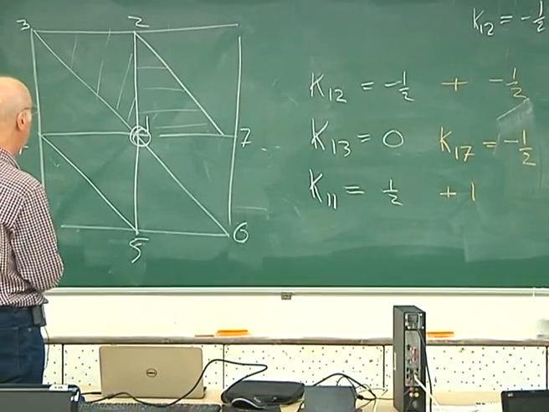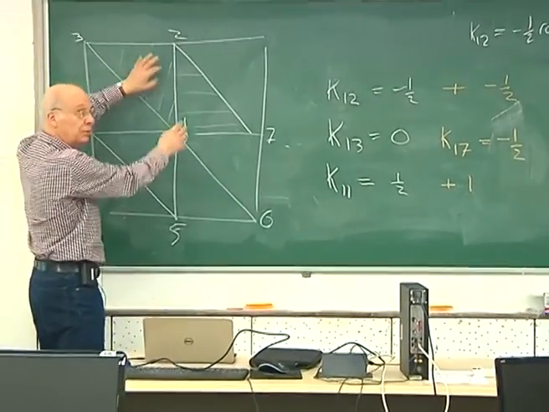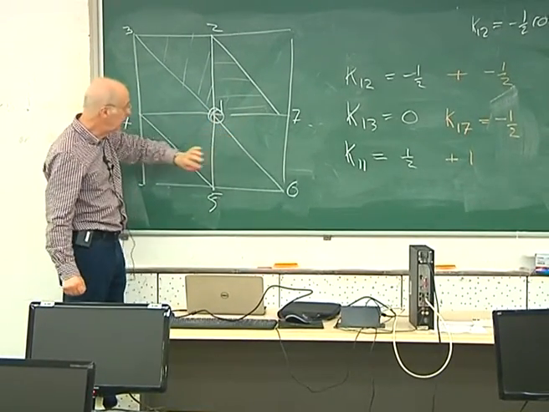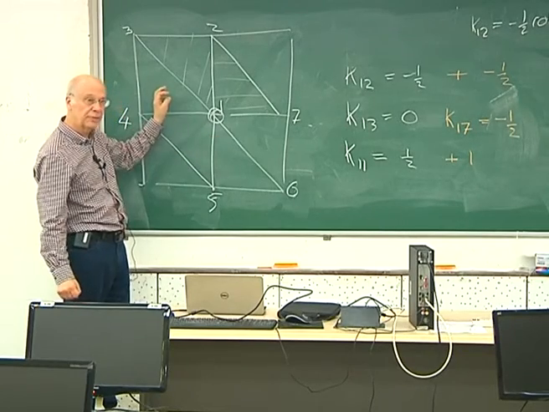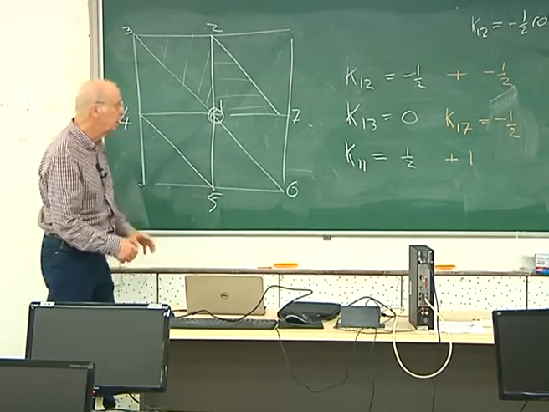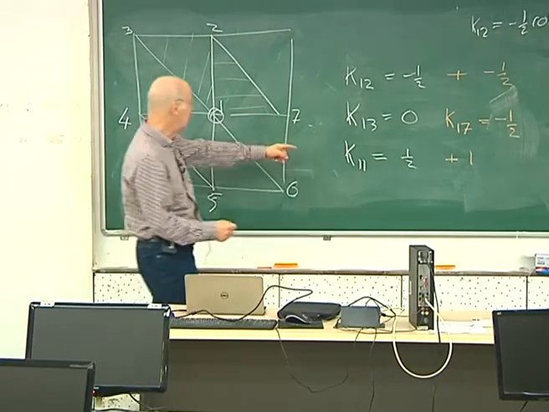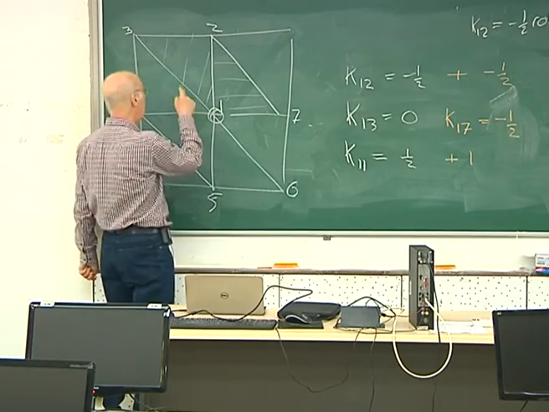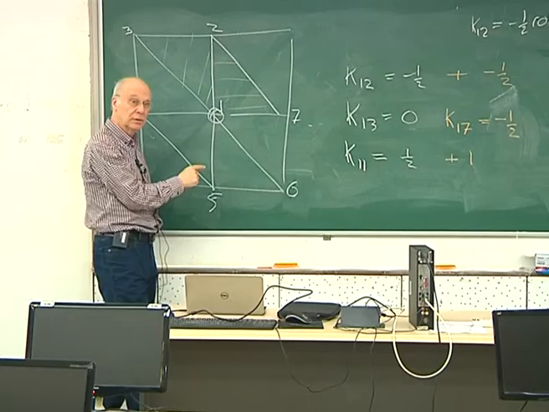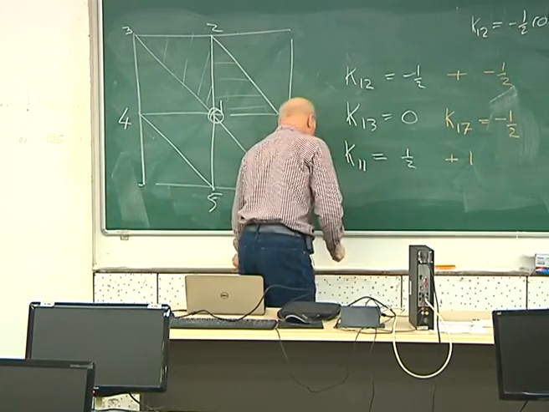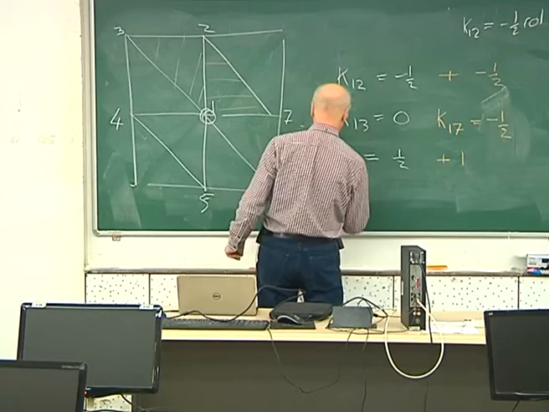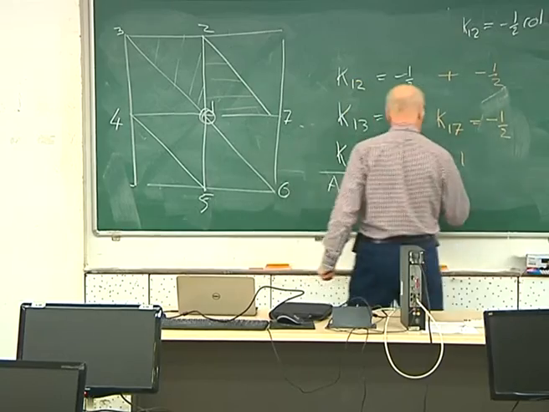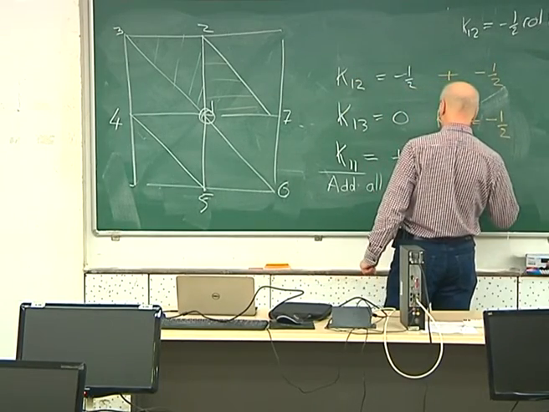Now, I know how to do 2 types of triangles, a 45-degree triangle and a 90-degree triangle. There's a 45 degree, a 45 degree, a 90 degree, and a 45 degree. And so when I add everything up, what do I get? Well, the important one is K11. I get 1 plus 1, and then I have 1, 2, 3, 4 halves. So when I've got everything else, adding all, I get K11 is equal to 4.